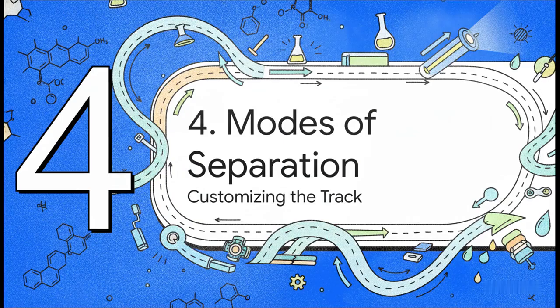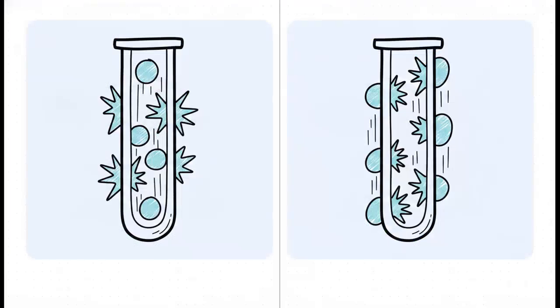Section 4. Modes of separation. Customizing the racetrack. The cool thing is, scientists can completely rewrite the rules of the race depending on what molecules they're trying to separate, just by playing with polarity. In normal phase HPLC, the stationary phase is polar, like pure silica, and the mobile phase is nonpolar. This setup traps and retains polar molecules, letting the nonpolar ones win the race.